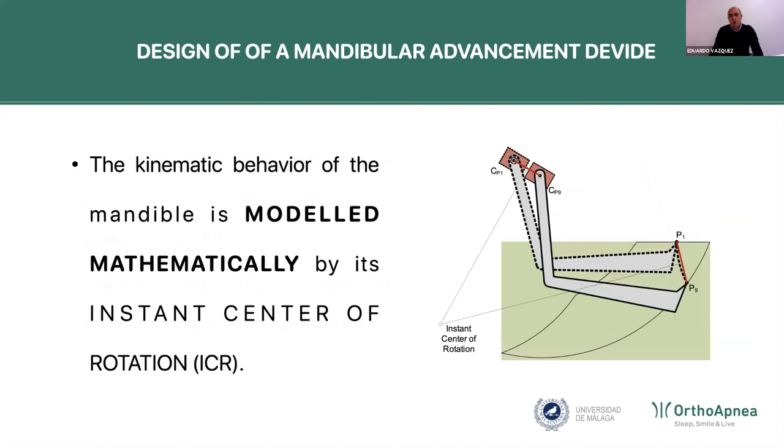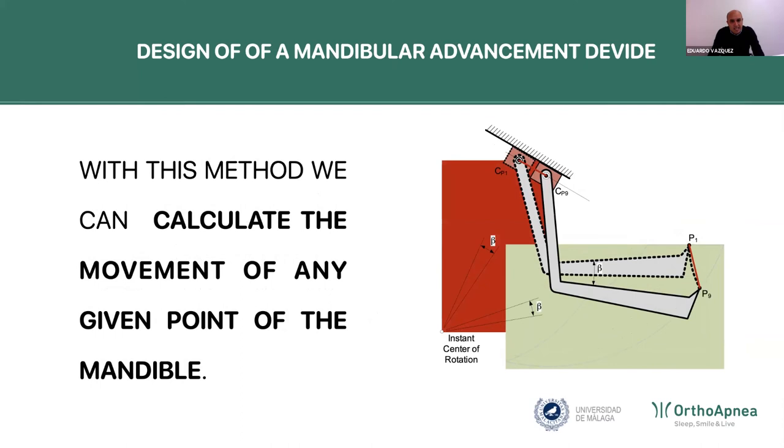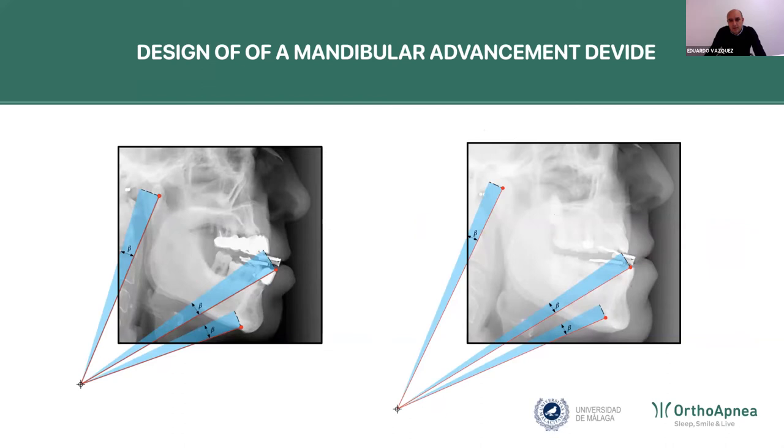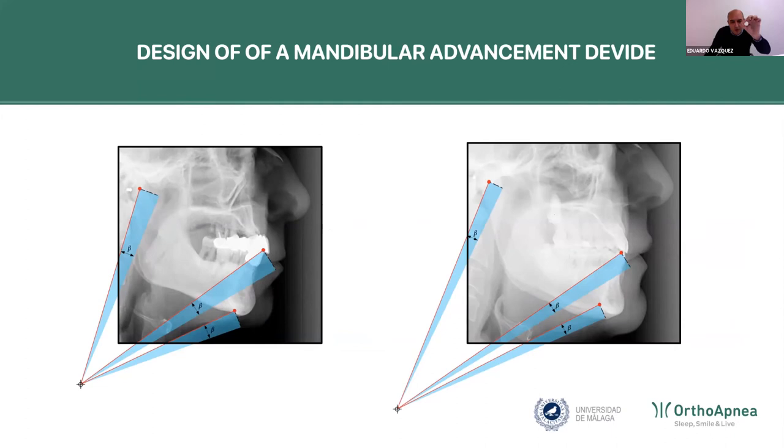Okay, so once we know the path that we want our patient to follow when opening the mouth, then we need to translate this into the design of the cam. And in order to do this, we need to use a mathematical model called instant center of rotation. Now, you know that the instant center of rotation allows us to calculate the movement of any given point of any structure. So in this sense, once we know the instant center of rotation of the mandible, which is calculated by the lab technicians so we don't need to do that, and once we know exactly the path that the lower incisor is going to follow when opening the mouth, that path that goes from point P1 to P9, we know exactly the movement of any other point of the mandible when the mandible is moving from that point P1 to P9.